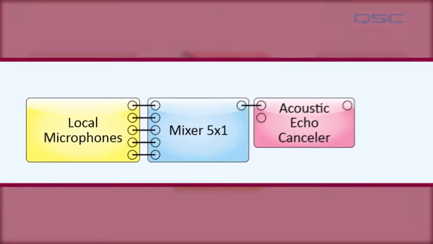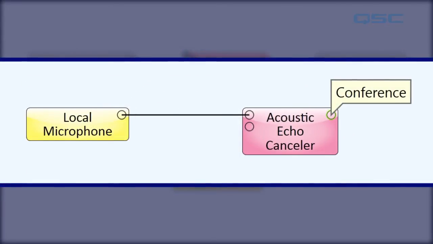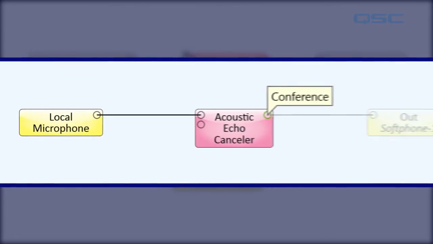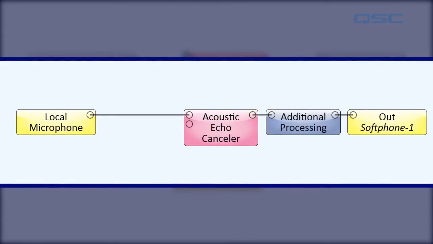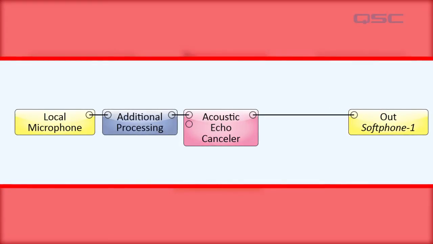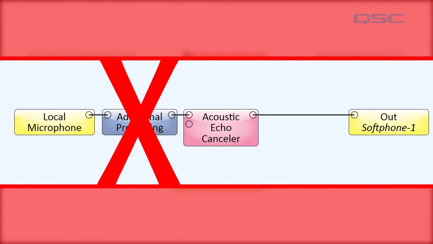The first output pin is labeled conference, which is the main output that you will be sending to your far-end caller. If you would like to apply any additional processing in this signal path, you must do so after the signal has been processed by the AEC components. Do not apply any processing between the local microphones and their input to the AEC.